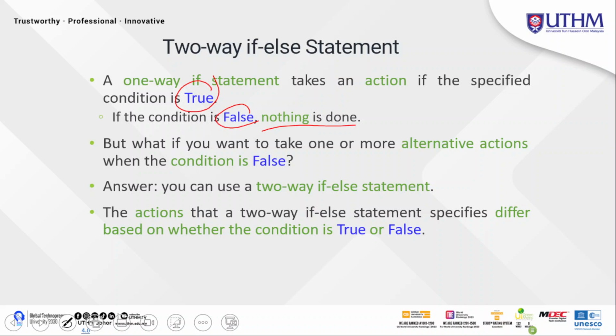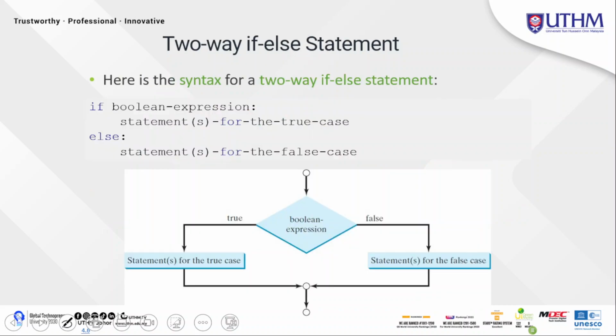So if you want to take one or more alternative actions when your condition is false, what are you going to do? For this, you can create a two-way if-else statement. So you can differentiate them based on the condition. The first condition can be true, the second condition can be false. So this is known as the if-else statement. Okay, the syntax for if-else statements. For true, we have one statement. For false, we have one more statement.